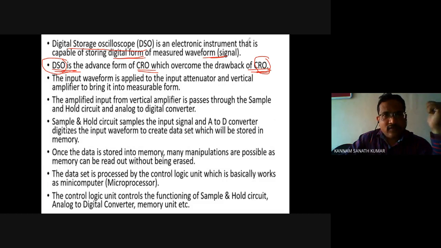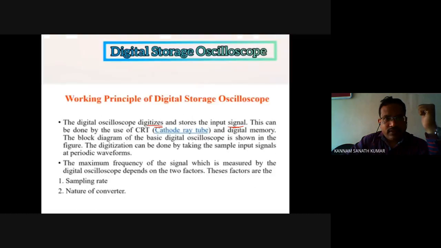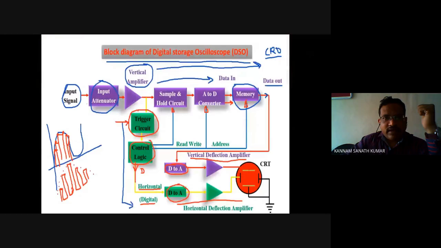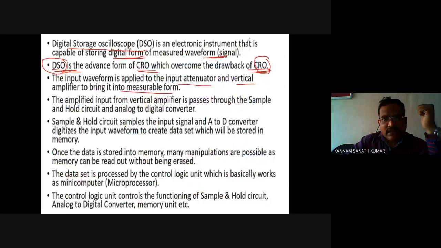Okay, so here if you see the block diagram, the input waveform is applied to the input attenuator and vertical amplifier to bring it to a measurable form. The amplified input from the vertical amplifier is passed through the sample and hold circuit and the analog to digital converter.